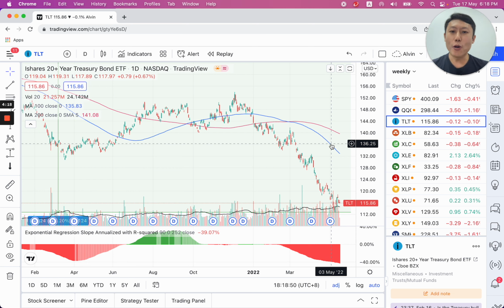So where are the pockets of opportunity for investors who don't want to short the market? If you still want to go long, right? Where are the possible stocks that we can look at? So now let's zoom into the sectors.